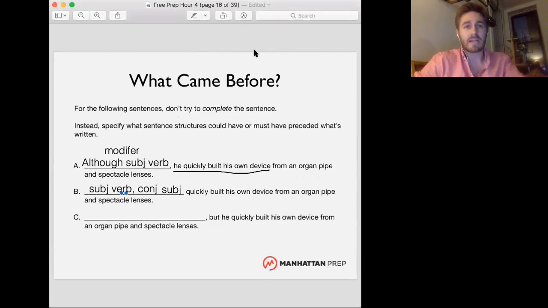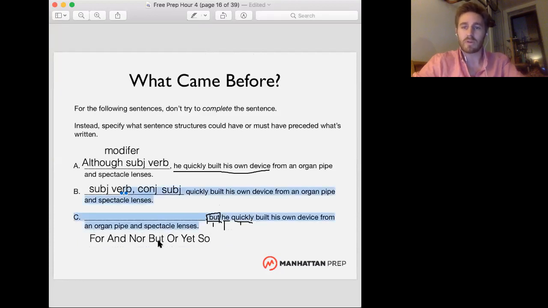All right. And on this last one, this third one, some people said modifier, but I can't have just a modifier, because this is conjunction, subject, verb. Conjunctions are usually FANBOYS. There are other types of conjunctions like although, even though, while is a conjunction sometimes, but a lot of the conjunctions I'm talking about are FANBOYS, including on this last one, but. Right here I have but he quickly. FANBOYS is a way to remember commonly tested conjunctions: for, and, nor, but, or, yet, so. If you spell that out as FANBOYS, just a way to remember them.